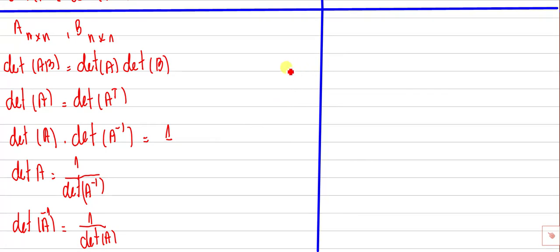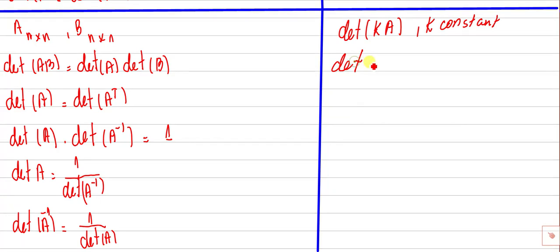And about the determinant of kA, k is a constant. So determinant of kA is equal to k power n times determinant of matrix A, this one.